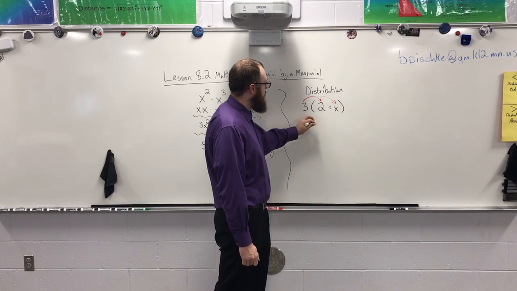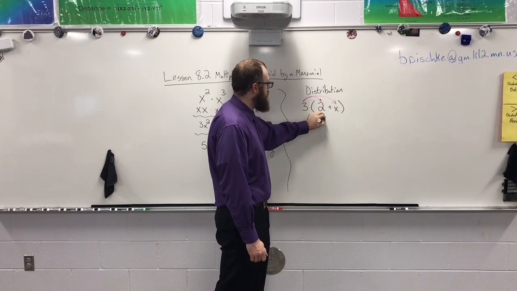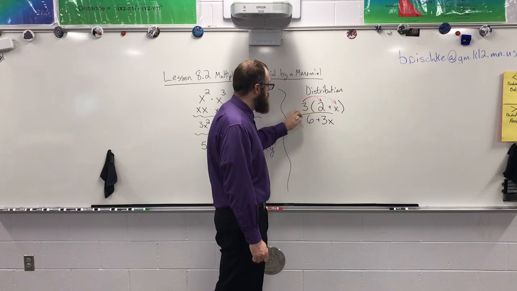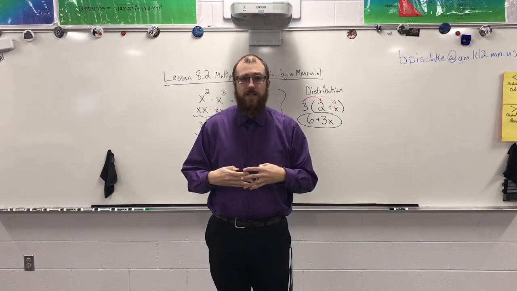3 times 2 is 6. 3 times x is 3x, so I end up with 6 plus 3x. The two things are different. They're not like terms. Therefore, they cannot be added together.